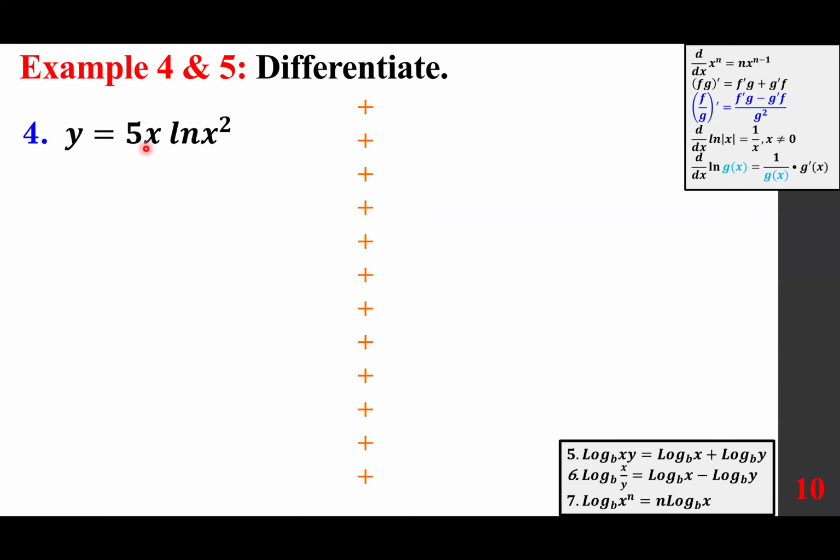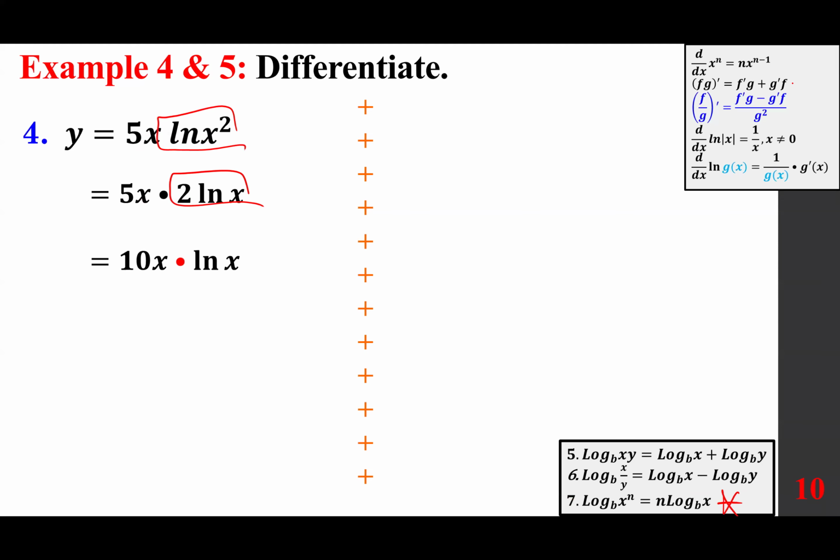y equals 5x times ln x squared. Using the power rule, everybody, I'm going to put the number 2 in front. 5, so this becomes 2 ln x. So we are using number 7, and this changes to this. And now it's 10x times ln x.